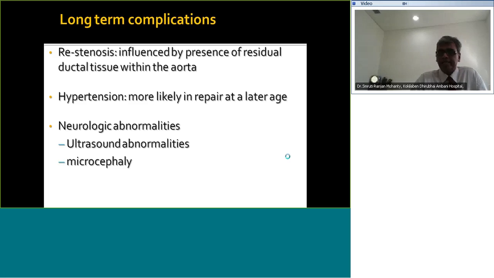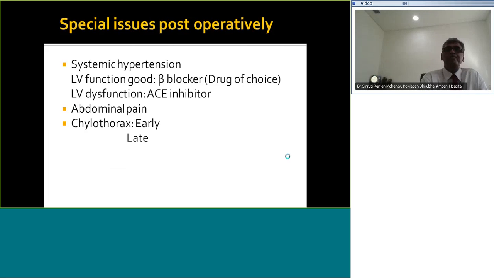Hypertension is more likely to happen if one goes for a repair at a later age. So mostly, if a coarctation is established, the repair is indicated between 1 to 5 years. Sooner the better. The whole idea is to have no hypertension in the subsequent stages of life. Now, neurological abnormalities are seen. They are picked up more and more now because of CT scan, MRI, and other modalities available.